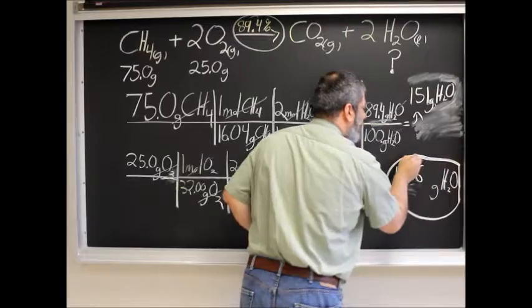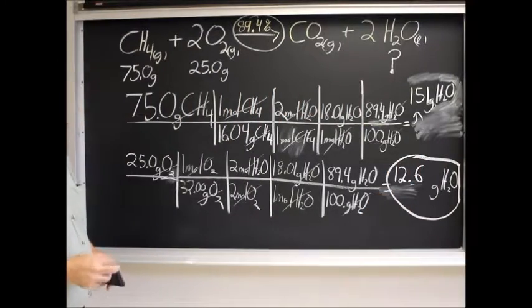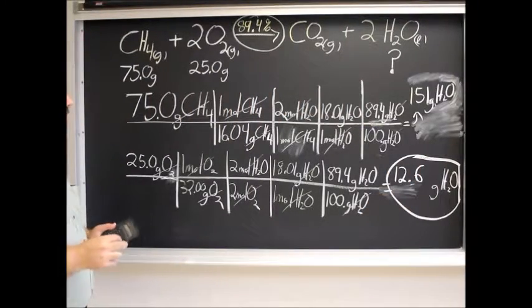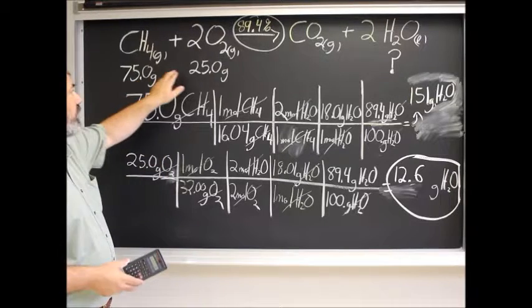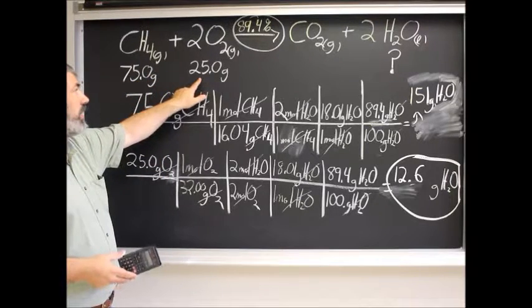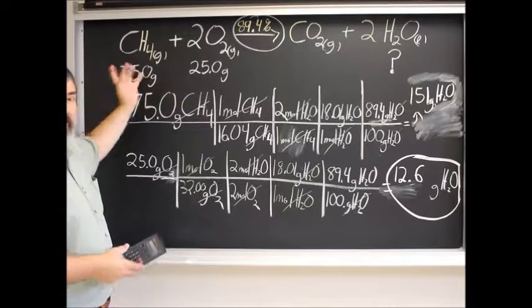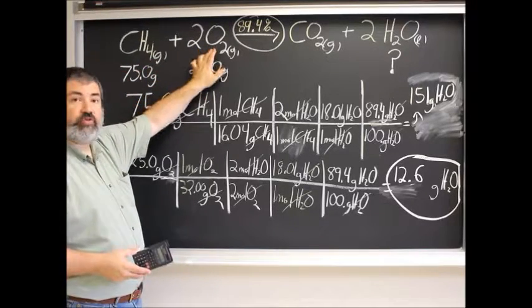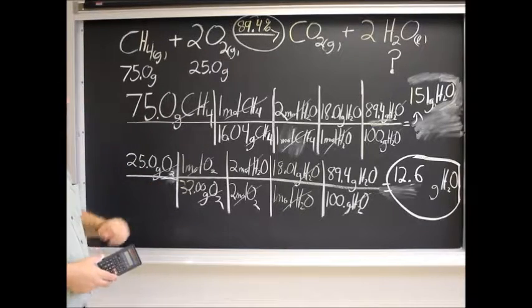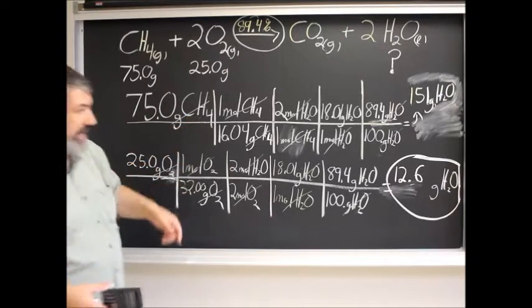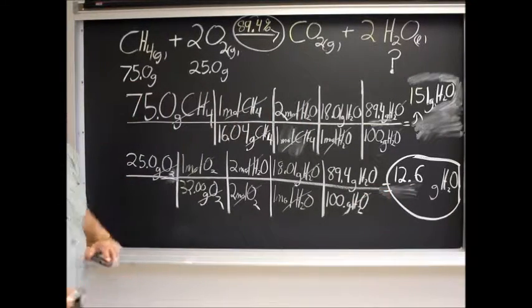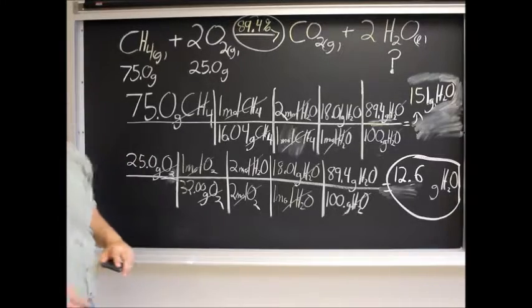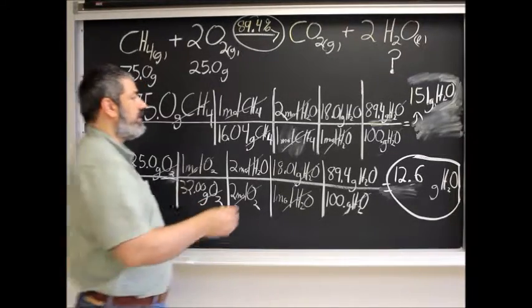Therefore, 12.6 grams of water is the maximum amount of water we can produce in this reaction. Another way of thinking about it is, if we react 75 grams of methane with 25 grams of oxygen, we'll have some methane left over. We'll consume all of the oxygen. And in fact, now that we know that the oxygen is the limiting reagent, we could actually work backwards and figure out how much methane is left over at the end of the reaction.